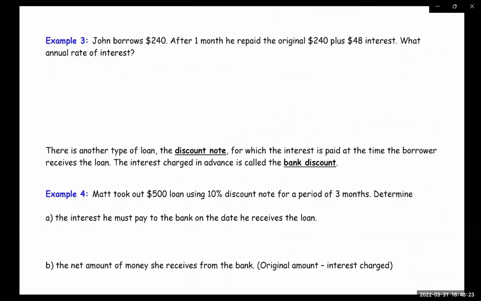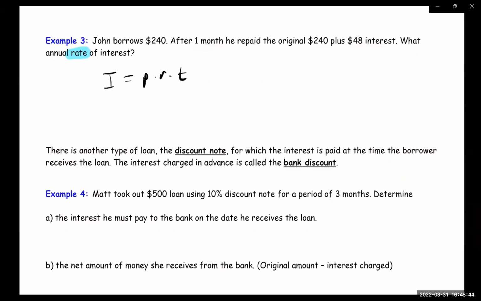This time John borrows $240. After 1 month, he repaid the original $240 plus $48 in interest. What was the annual rate of interest? Oh, this one's interesting. Now they're asking for the interest rate. So let's still use I = PRT.